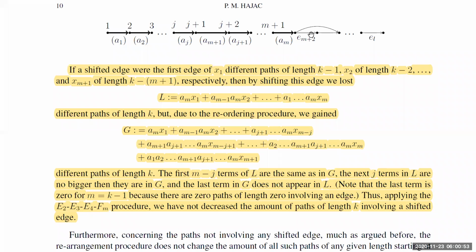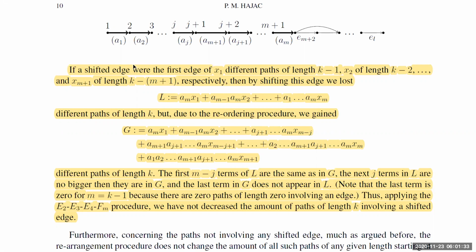Okay, welcome back, everyone. For starters, do you have any questions? We are now at the situation at the top of page 10. We arrived at this graph, and now I want to convince you that we did not decrease the amount of paths of length k. But do you have any questions concerning what's going on? Is everything clear? Well, nobody's protesting, so I assume it's okay.